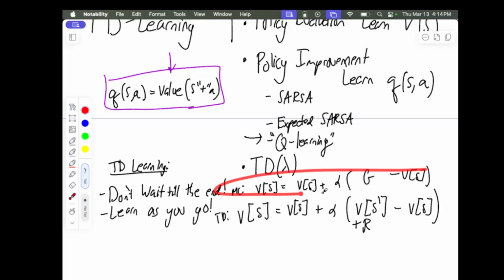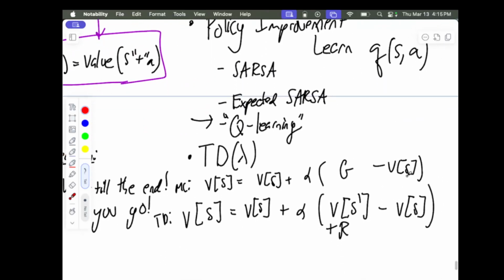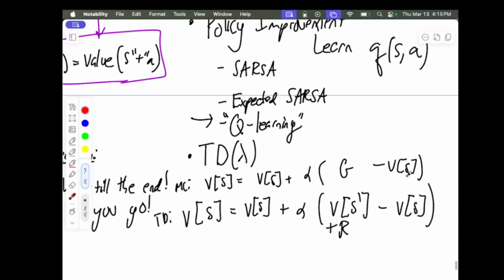The first line is the Monte Carlo line, and it says you wait until the end of the episode, you calculate the total return g, and then we change the value of the state s. We push it towards g. If g is higher than v of s, then we push it up a little bit. If g is lower than v of s, then we push v of s down a little bit. This constant alpha learning pushes the value of v towards whatever we observe, g. And the important thing is that g is only observed at the end of the episode, at the end of the soccer game, or whatever.